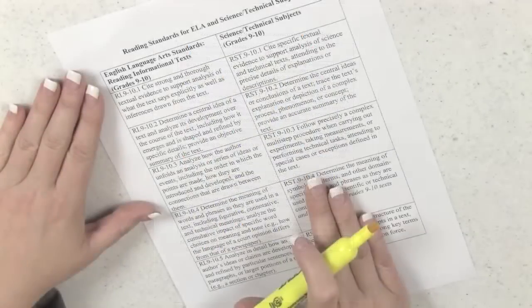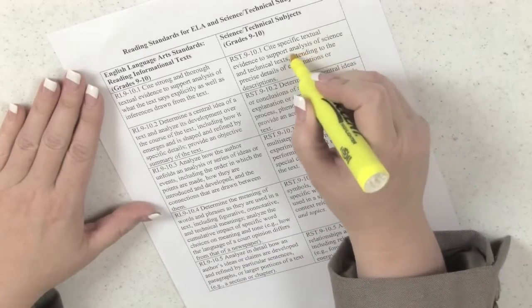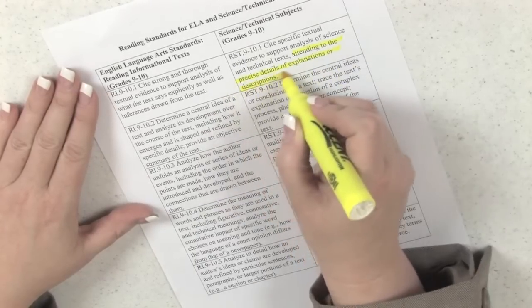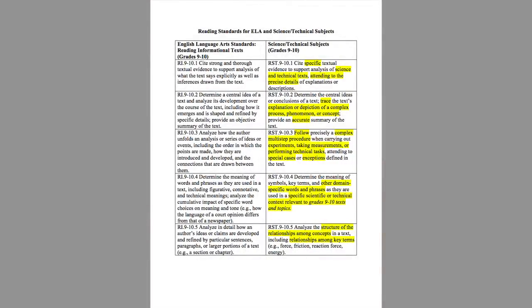For example, for the first standard, we see that both ELA and science require students to cite textual evidence. To identify the differences between the standards, we would highlight the difference attending to precise details of explanations or descriptions. Here's a completed document with the differences between ELA and science literacy standards highlighted.